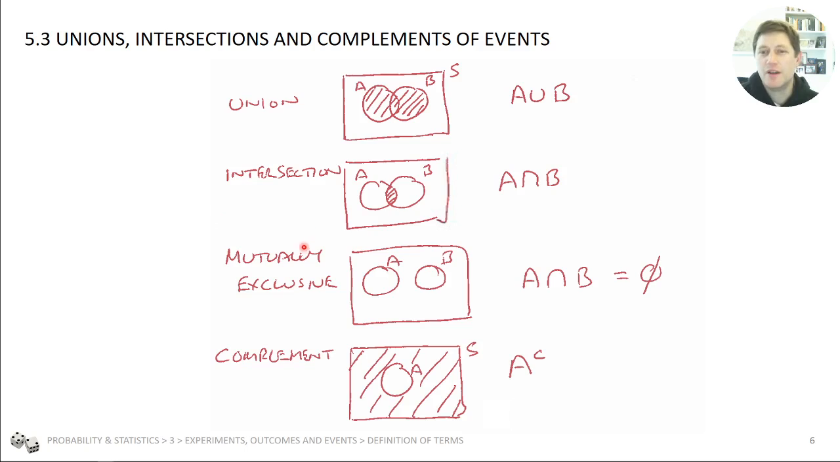I think I missed one there. Mutually exclusive: A and B are mutually exclusive where A and B have no intersection. The intersection of A and B is the null set.